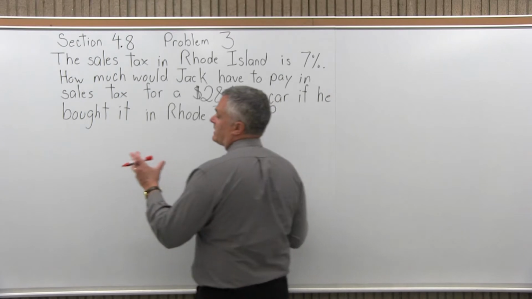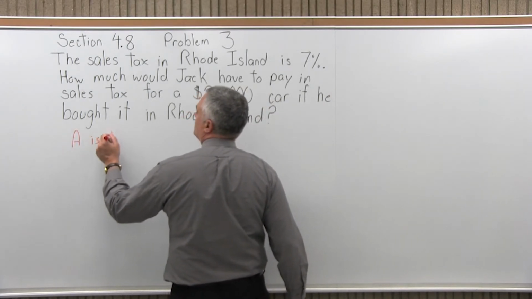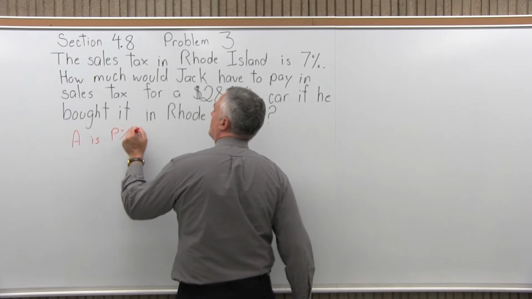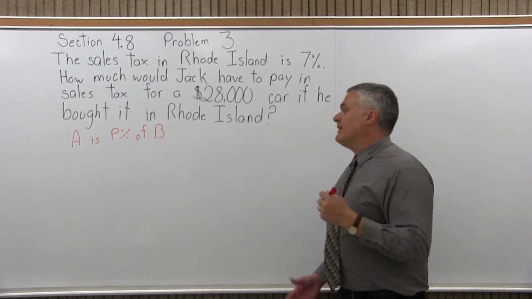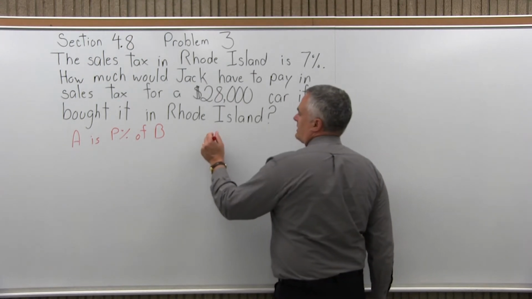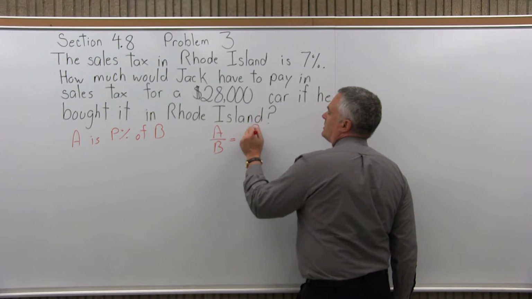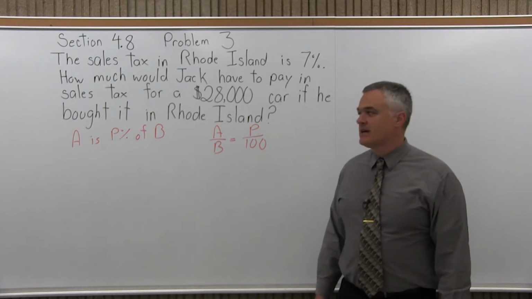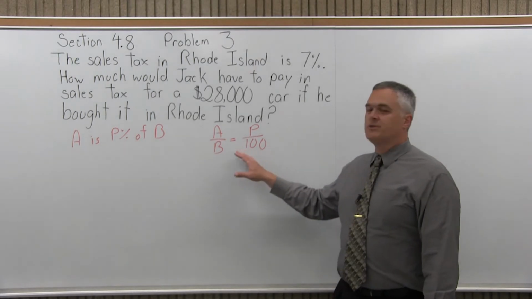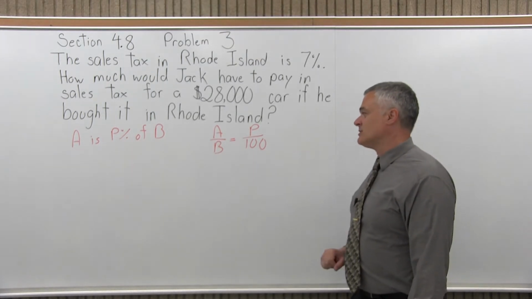What I want to do is set up the problem so that I can word it in the way A is P% of B. The reason I want to do that is because I have a formula that looks like this: A over B equals P over 100. And again, there are other ways to calculate sales tax, but if it's a percent problem, this works, and I like having just one formula that works for everything. That's why I do it this way.